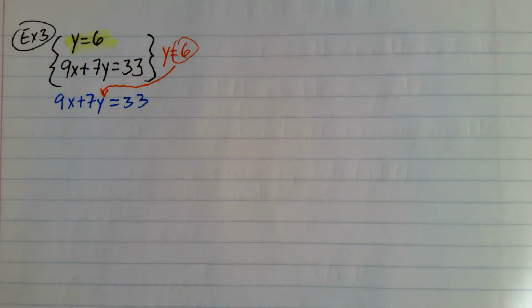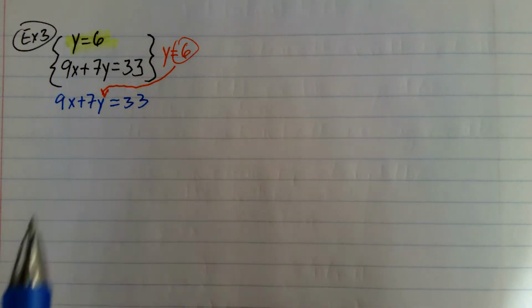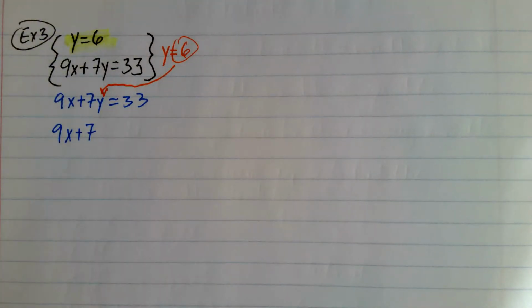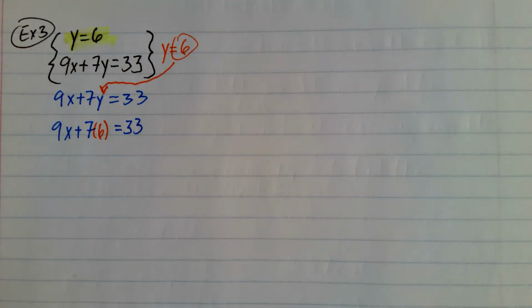And this 6 is going to go in for y. Okay, so I'm going to rewrite this equation replacing y with 6. Here we go. 9x plus, instead of 7 times y, it's going to be 7 times 6 equals 33. And the reason we do that is we eliminate one of the variables in the equation. I only have x's in this equation. So now let me work that out.